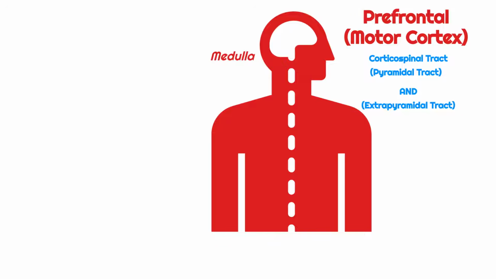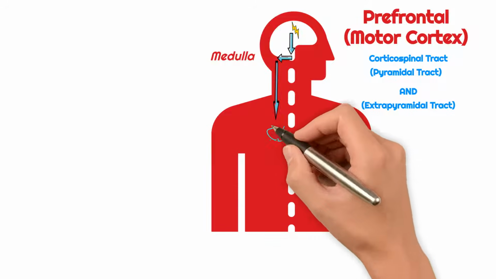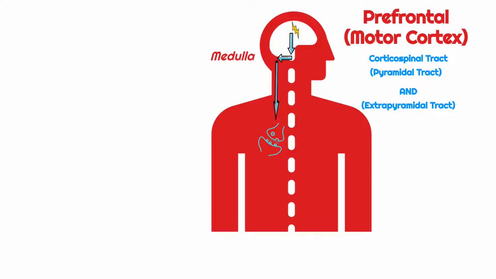It starts with initiation of a motor impulse at the prefrontal cortex in the brain, and it goes down to the medulla, where it decussates in the pyramids and goes down the contralateral side of the spinal cord. So the left side of the brain controls the movement of the right side of the body. At the level of the spinal cord, the fibers synapse into a lower motor neuron, which goes from the anterior horn of the spinal cord to the effector muscle.